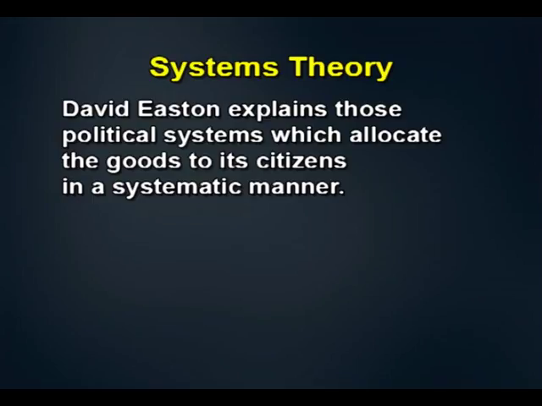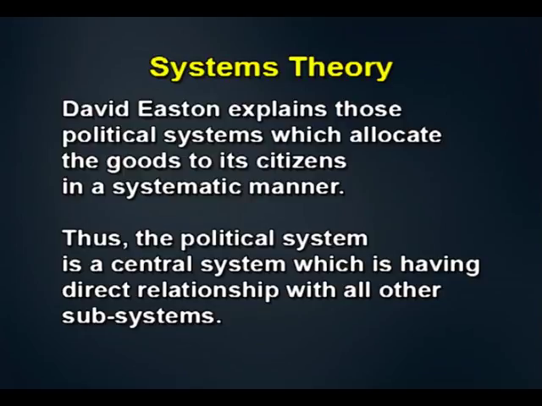What is the political system? How do we define its boundaries? What gives political system its special identity? Many of the political scientists have explained these in different ways. For instance, David Easton explains those political systems which allocate the goods to its citizens in a systematic manner. Thus, the political system is a central system which is having direct relationship with all other subsystems.